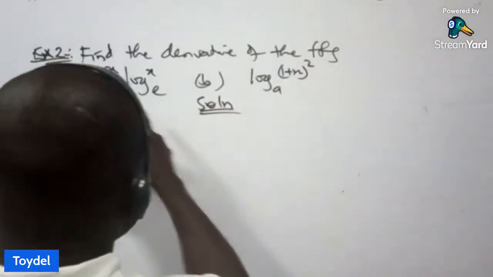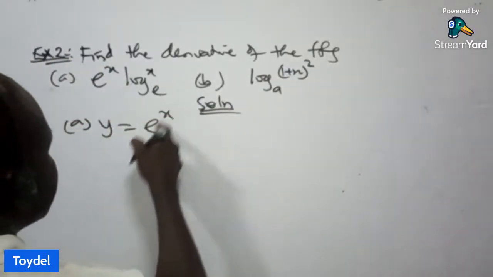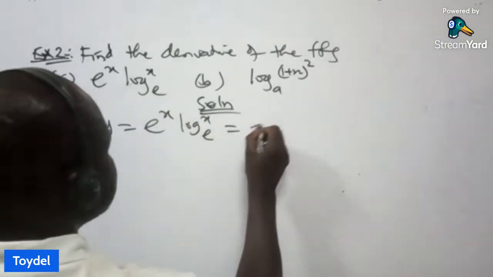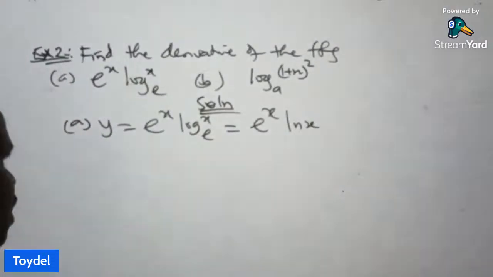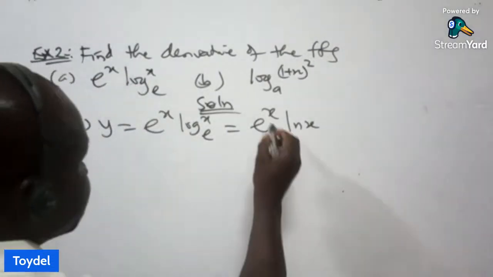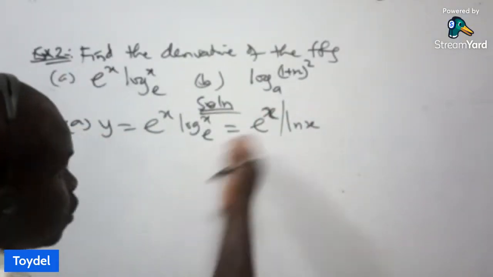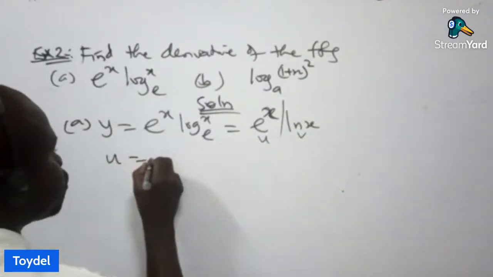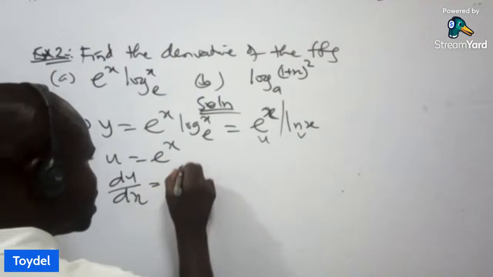Solution. This is the first one, where we have y equal to e raised to the power x, times log base e of x. This is the same thing as e to the x times ln x. That's what we are going to get, still a question with a natural logarithm. Then if that is what we are given, we break this down into 2. So without writing the product rule, I can just do this straight away. You call this one u, this one v. So u is equal to e raised to x. Then du/dx retains its value, e raised to x.